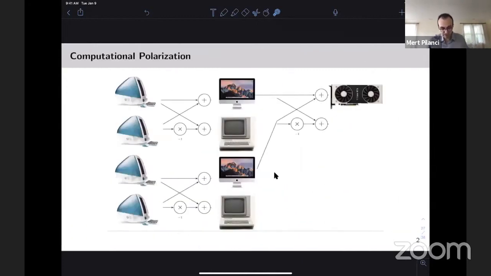And here's a cartoonish description of this process. We have mediocre workers. These are not very fast, not very slow. When we apply this 2x2 transformation in computational polarization, we get a fast worker and a slow worker. And if you combine two of these fast workers, you get something even faster, like a GPU, and then some of the slower ones. And then you can freeze the slower ones to 0 and not use them. Effectively, it makes the system run faster.